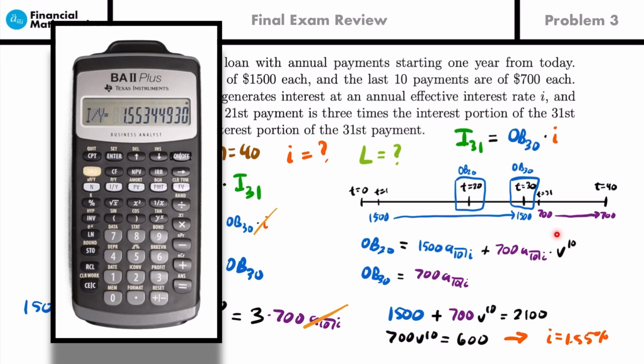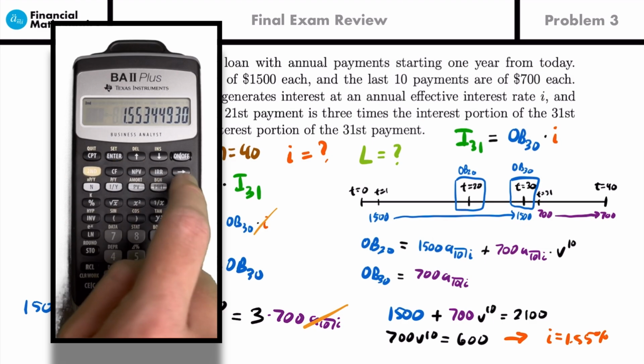Now, we still need to calculate the interest portion at time 31, but before we can do that, we need to know the outstanding balance at time 30, which we can do pretty easily now. We have that calculation right here. We just didn't know the interest rate before, but now we do. It's 1.55, so I'm going to store that in the 1 button. We'll come back to that if we need to, just so we don't lose the interest rate. But let's calculate this annuity. We have a present value equation here. So clear out your time value of money buttons again.